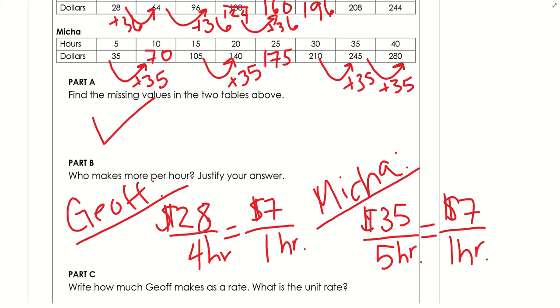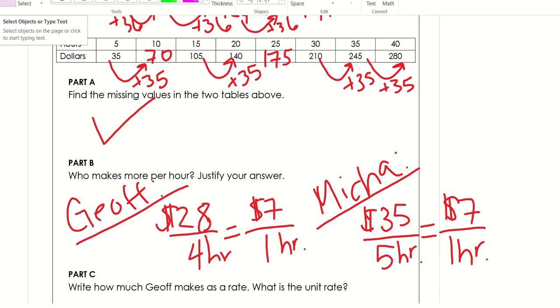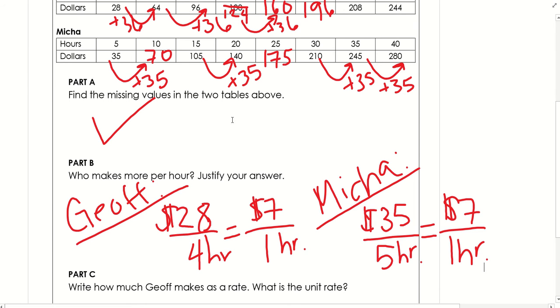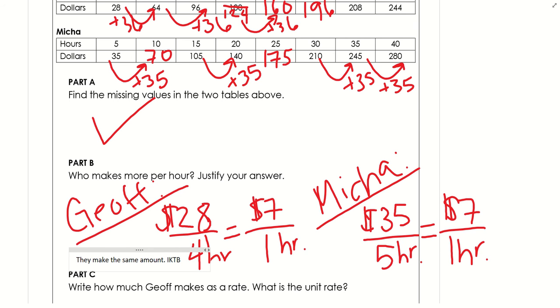So if I was answering this question, I would say they make the same. I know this because they have the same unit rate. So I'm going to type that, and you can feel free to write that down. Actually, write it down. This is not an option. Please write it down. So I'm going to answer this question, and I'm going to say they make the same amount. I know this because they have the same unit rate.